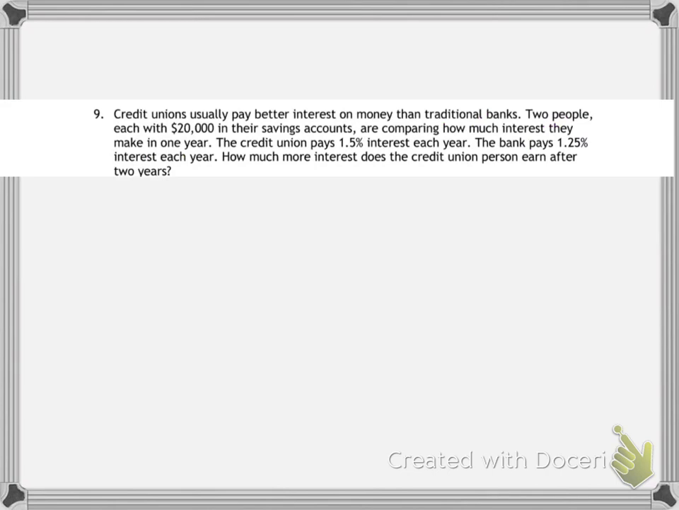Number 9. Credit unions usually pay better interest on money than traditional banks. Two people, each with $20,000 in their savings accounts, are comparing how much interest they make in 1 year. The credit union pays 1.5% interest each year. The bank pays 1.25% of interest each year. How much more interest does the credit union person earn after 2 years? This is a 2-boxer, one for the credit union, one for the bank. Set this up, try figuring it out, and then come back and check your answer.